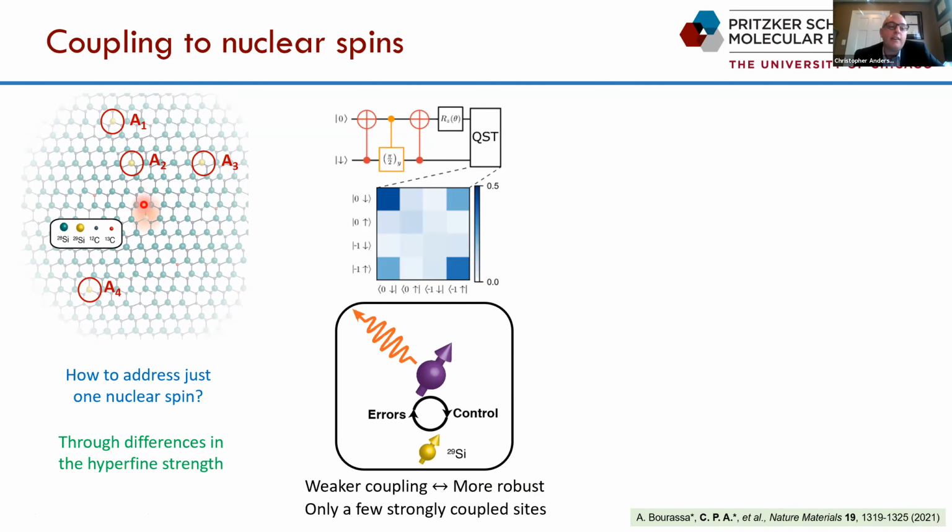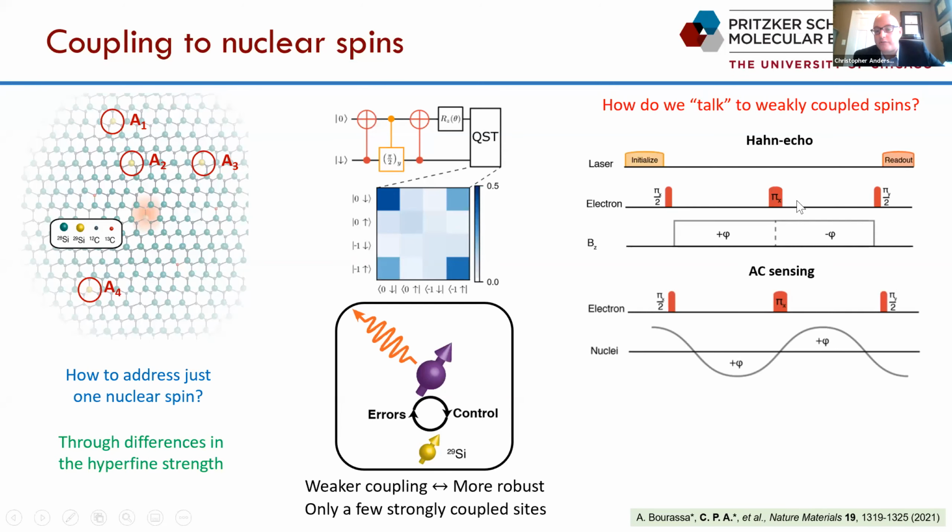On top of that, the number of literal lattice sites that can create a strongly coupled nuclear spin register, there's only a few. So scaling up to, let's say, 10 nuclear spin qubits is not reasonable using this strongly coupled spin register that I told you about before. So how do we talk to these weakly coupled spins?